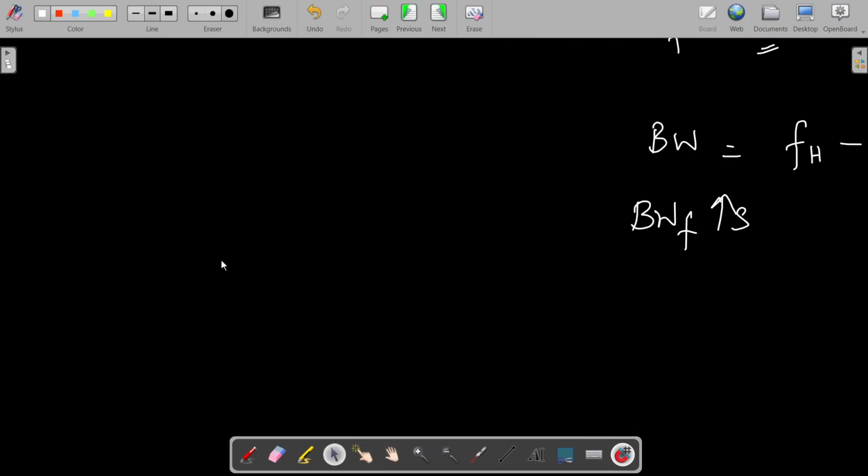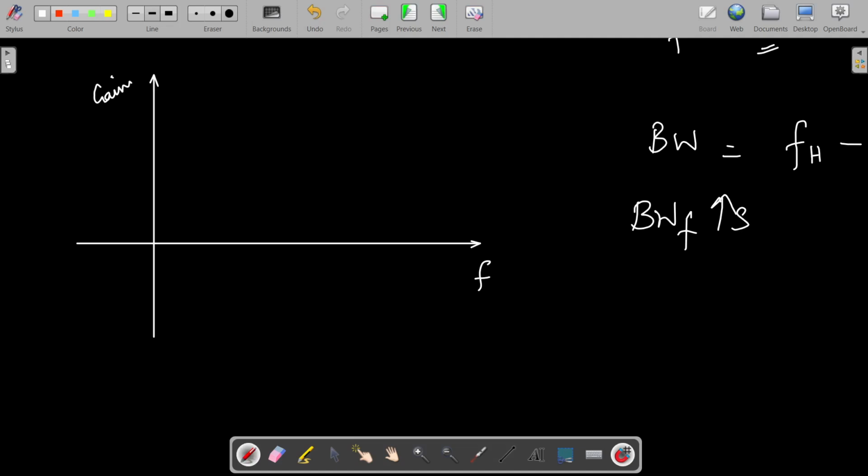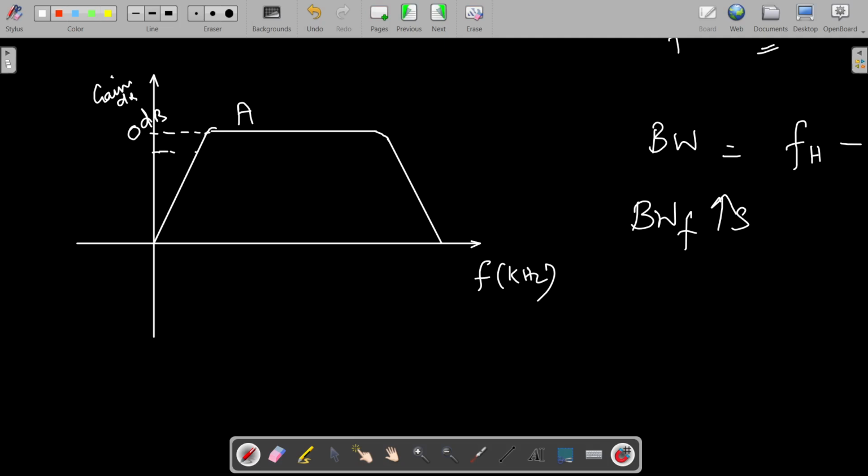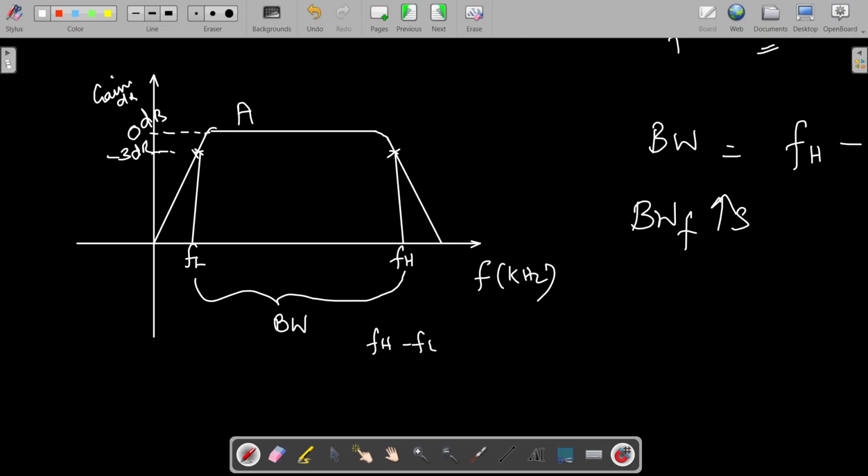You know how this is calculated from the frequency versus gain plot. Suppose this is your frequency and this is your gain or magnitude. Usually it appears like this for any amplifier. Here this is the maximum gain, which is 0 dB. Gain is usually marked in dB, and frequency in hertz or kilohertz. How is the bandwidth calculated? Here we take minus 3 dB. We mark the two intersection points with the minus 3 dB line. If you draw a vertical line, that indicates your lower cutoff frequency and higher cutoff frequency. This range gives you the bandwidth. FH minus FL is your bandwidth.